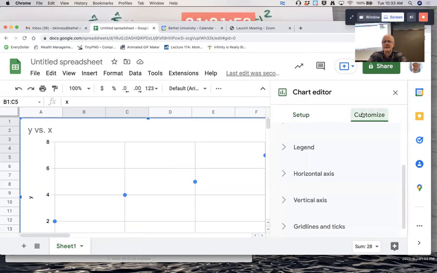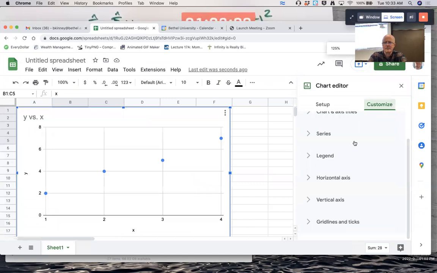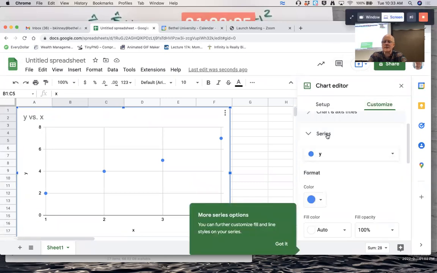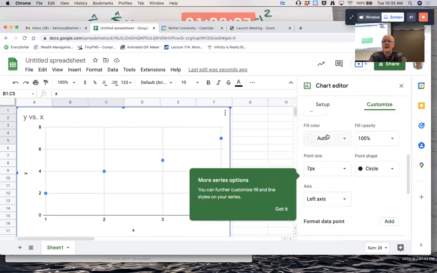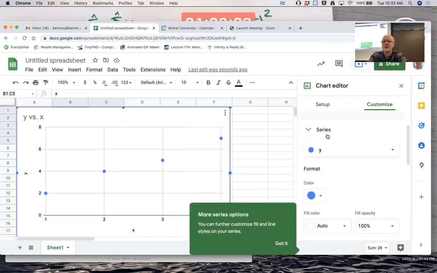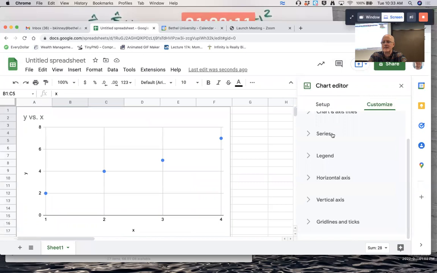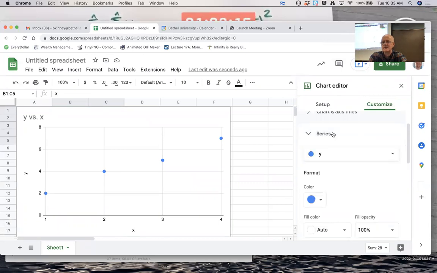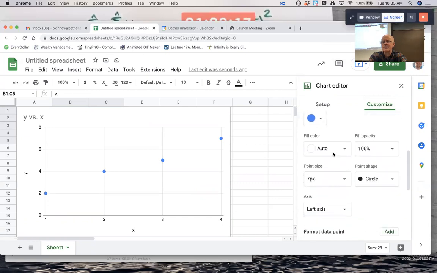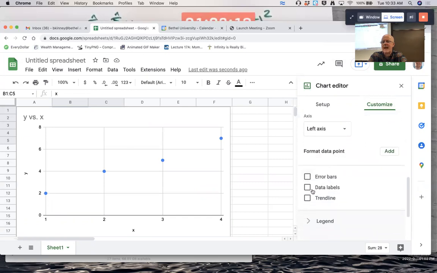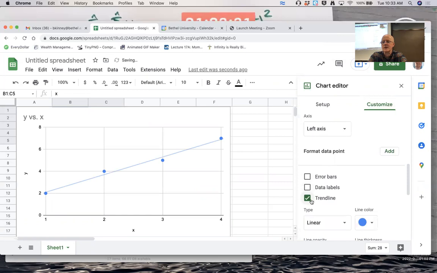And we can customize it. Oh, I always have to remind myself how to do this here. Okay, there we go. Under customization, under series, you may want to write this down. In Google Sheets, at least, if you go down under series, you can add the trend line, which does mean the regression line.